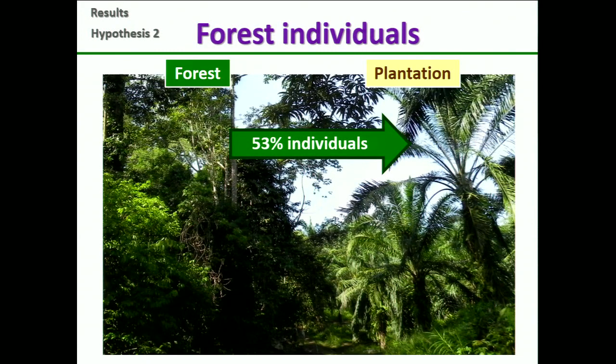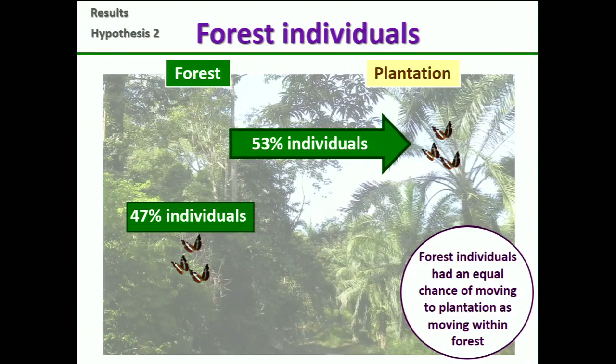So of all the individuals that were marked in forest and moved to a different trap, 53% crossed into plantation, and 47% moved to a different trap within forest. So actually, the plantation boundary was more permeable than I initially predicted, because forest individuals had an equal chance of moving to plantation as moving within forest. However, boundary crossing ability was species specific.